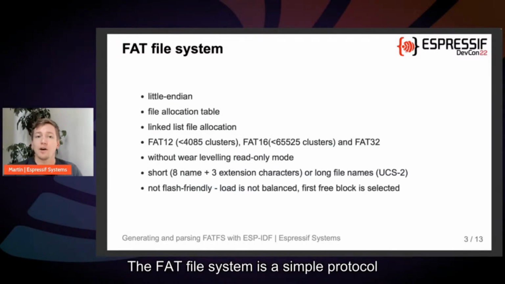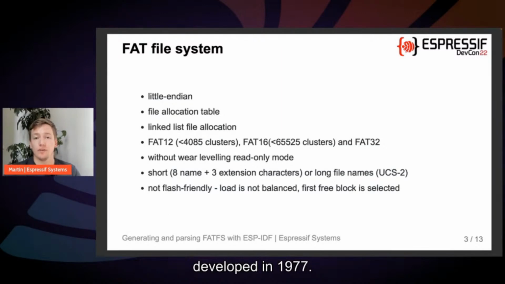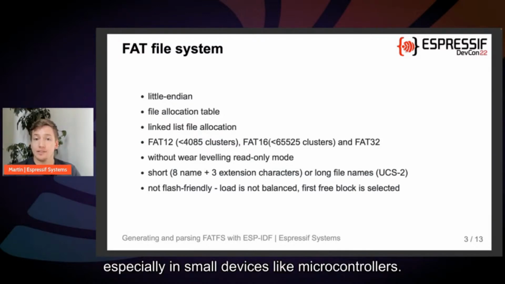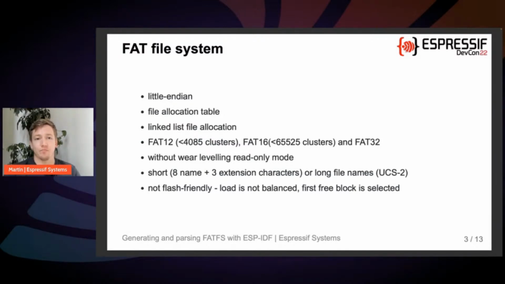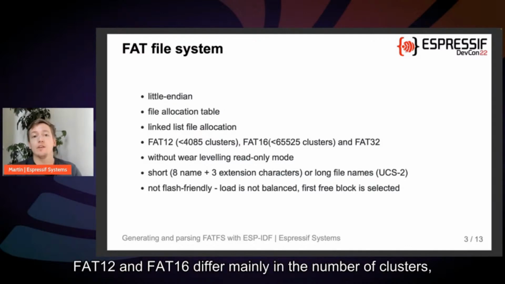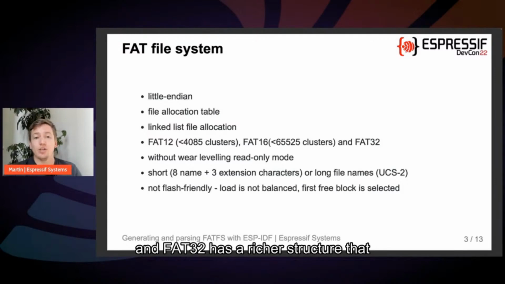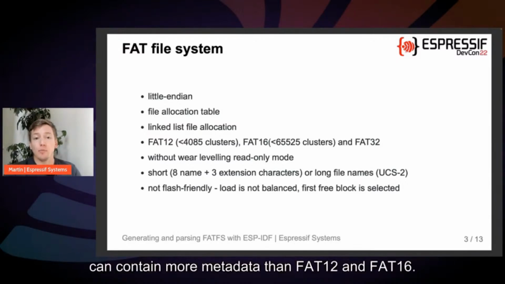The FAT file system is a simple protocol developed in 1977. It is in use till the present, especially in small devices like microcontrollers. The original types of FAT file systems are FAT12, FAT16, and FAT32. FAT12 and FAT16 differ mainly in the number of clusters, and FAT32 has a richer structure that can contain more metadata than FAT12 and FAT16.